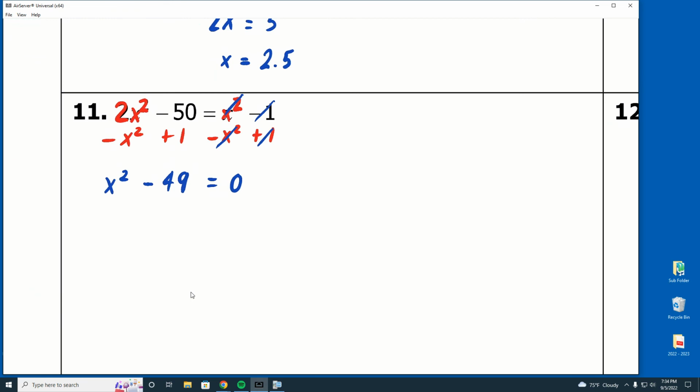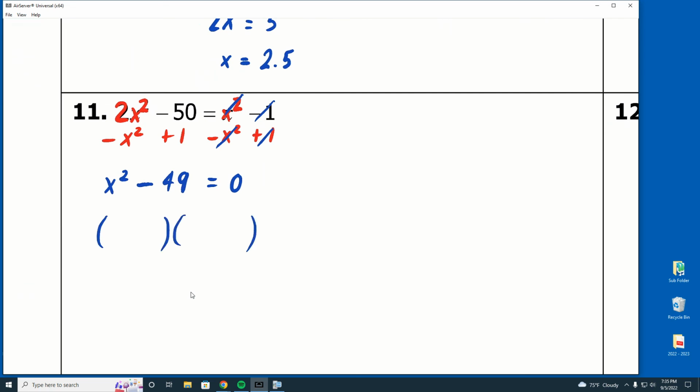So what we have is a binomial where I cannot pull out a greatest common factor. What is the only binomial, without it being a GCF, that we've talked about factoring? Difference. Is this difference? Yes. Of perfect squares. Are these perfect squares? X squared is, 49 is. So this is the one time I said a binomial will factor into two binomials.